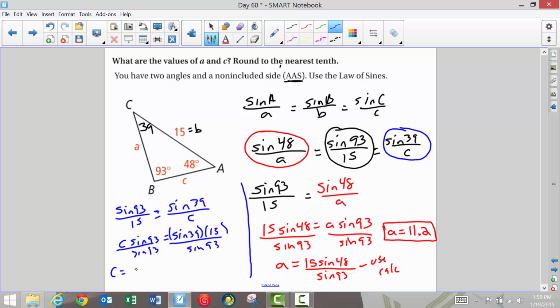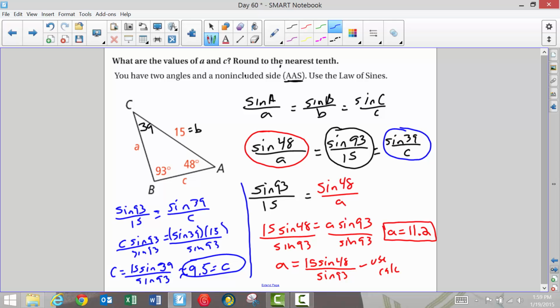Therefore, C equals 15 sine 39 over the sine of 93. I use my calculator, and I do 15 times the sine of 39, and then I divide that by the sine of 93. And I get 9.5. And those are my answers. So there is A and there is C.